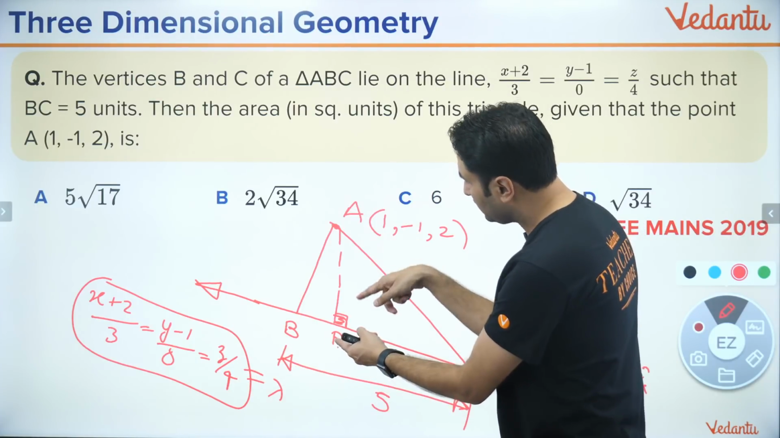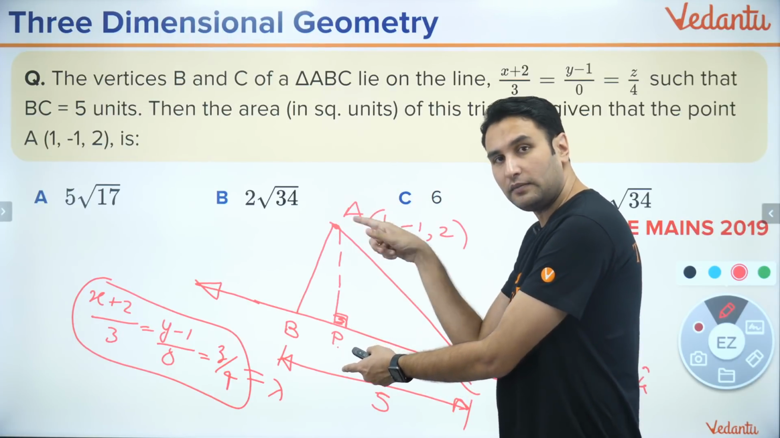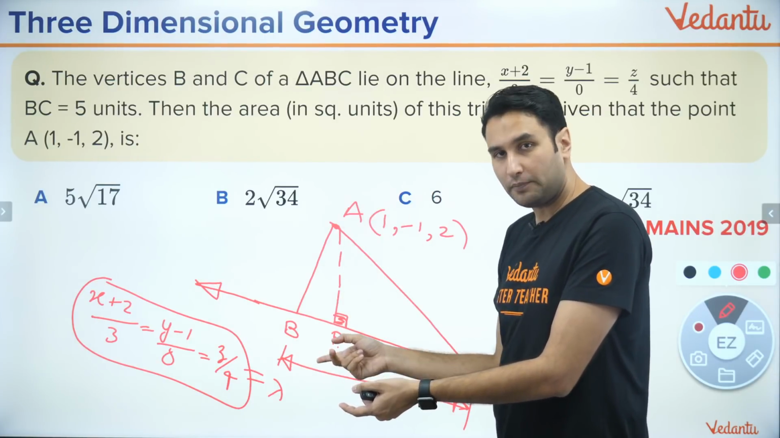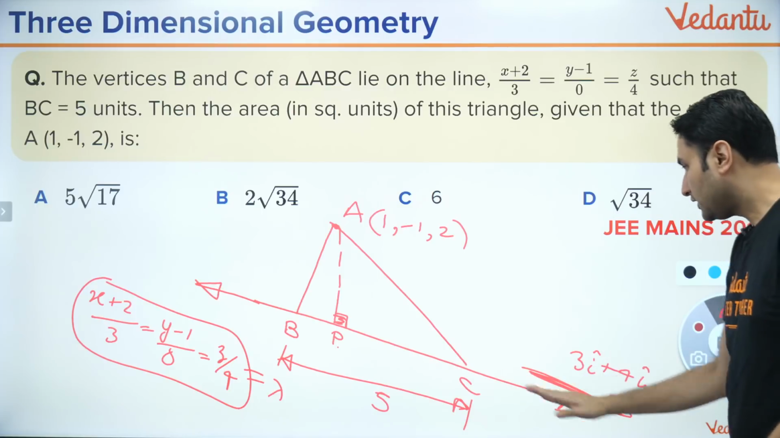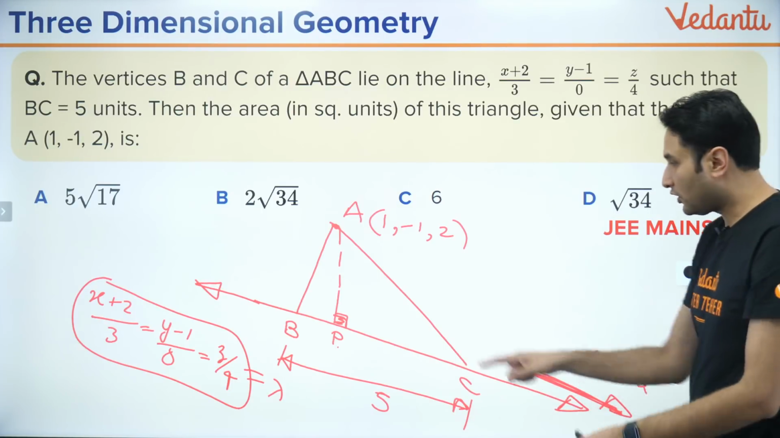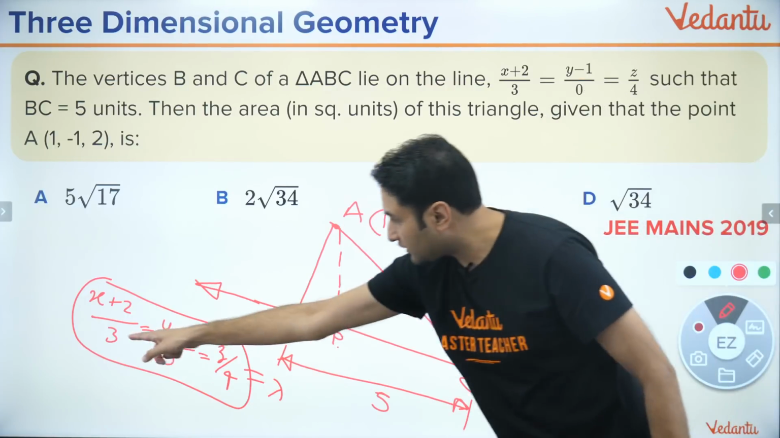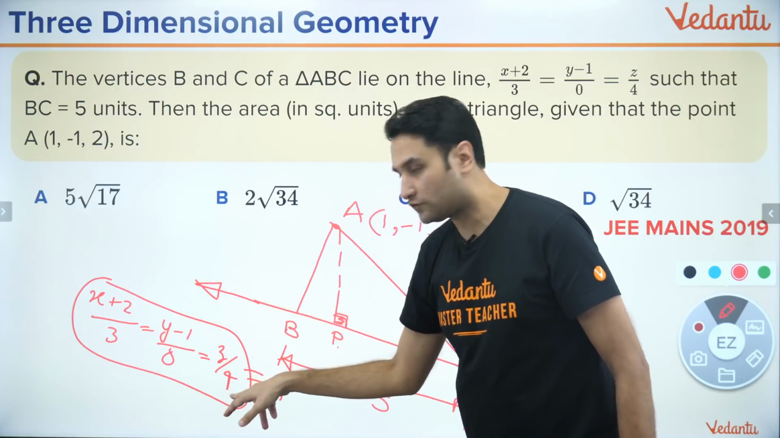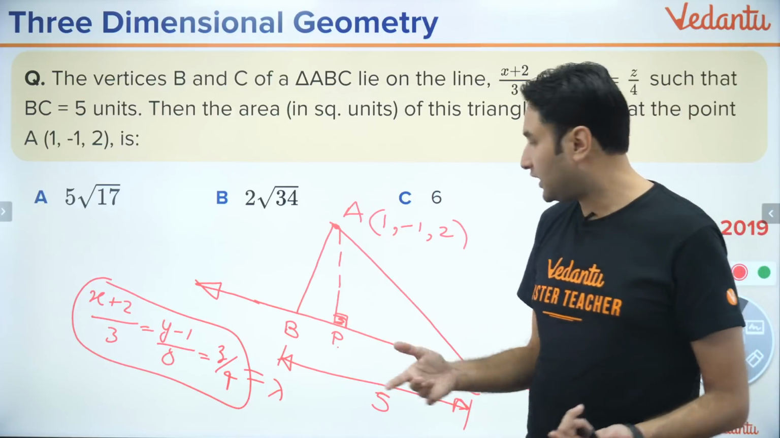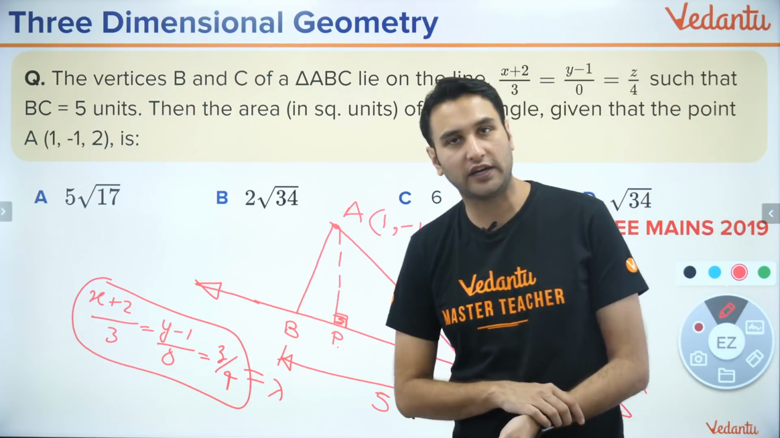Once you get the P, subtract P में से A और subtract A में से P, whatever you want. You get the vector AP. Now vector AP dot with this direction will be 0 because AP vector is perpendicular to the direction of the line, that is 3i plus 4k. Bas, that will give you lambda. Once you get the lambda, you get the distance AP. Problem solved. Half base into height is the answer.